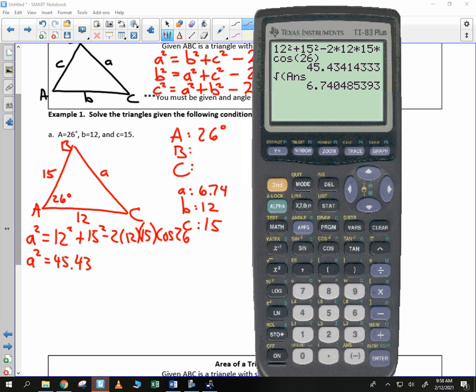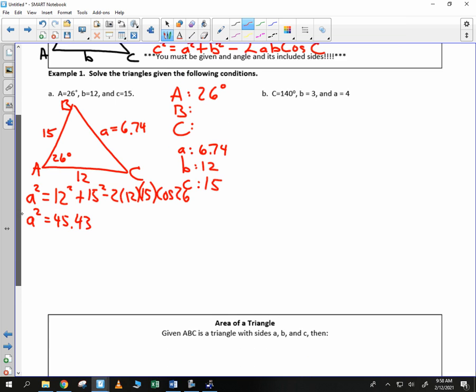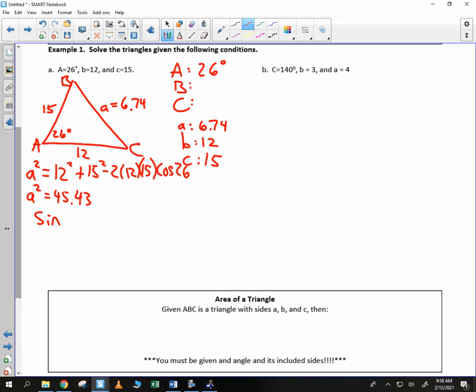True or false? I now have an angle and its opposite side. Yeah, I do. So if I have an angle and its opposite side, what can I use now to find the other stuff? Law of sines, right? Yep. So let's set that up. Sine of what over what? Sine of 26 over 6.74. Sine of A over A equals.